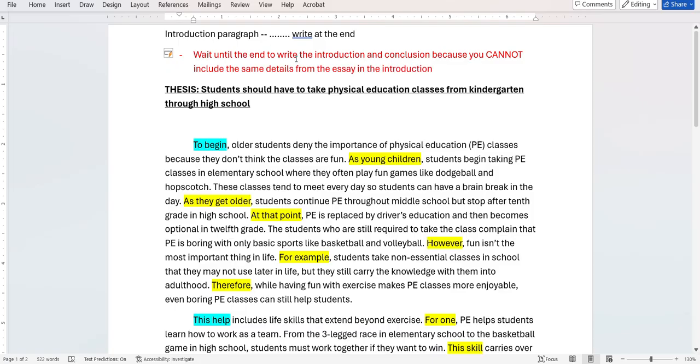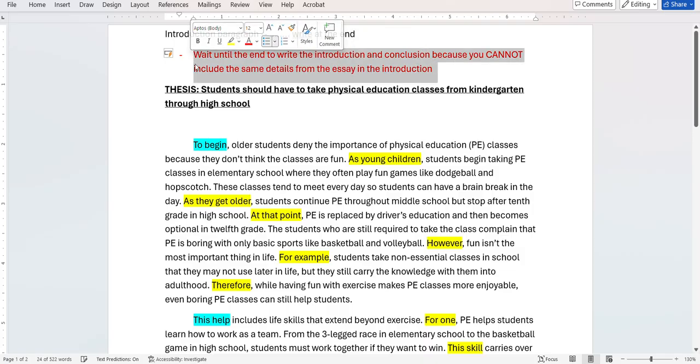So let's say that I wanted to talk about PE playing dodgeball and hopscotch. And if I started with my introduction and I put dodgeball and hopscotch, now I can't use it down here. And that example is better down here than it is in the introduction. So wait until the end. Don't try to start at the introduction.